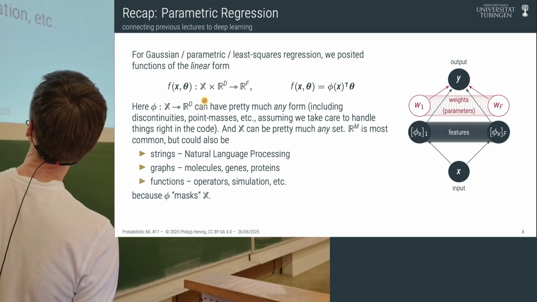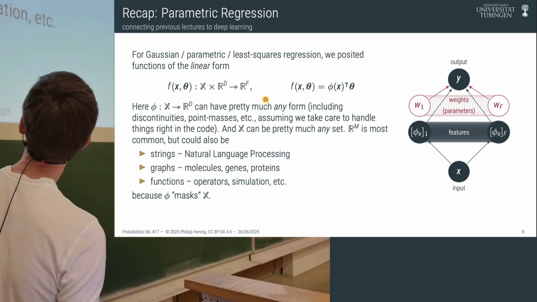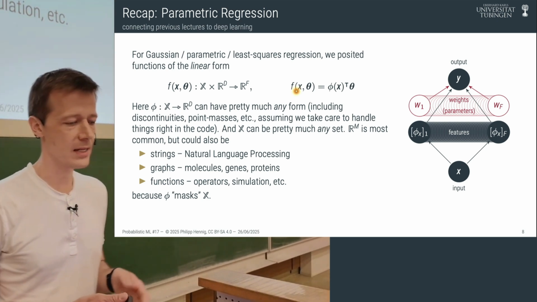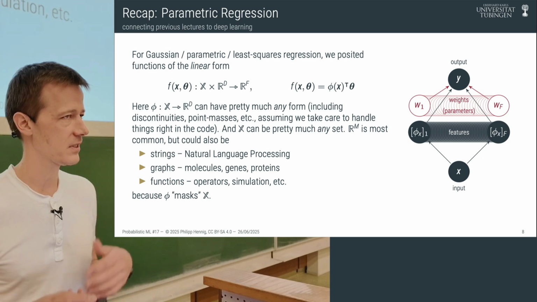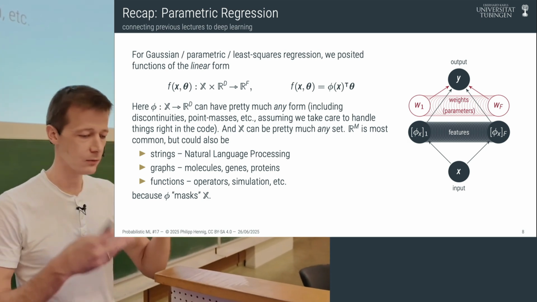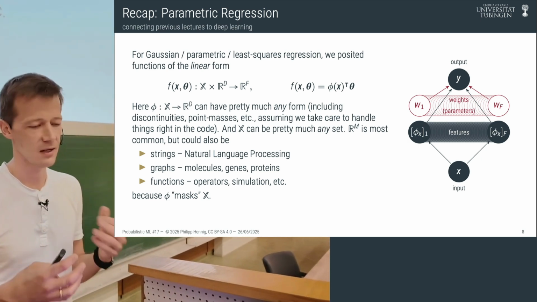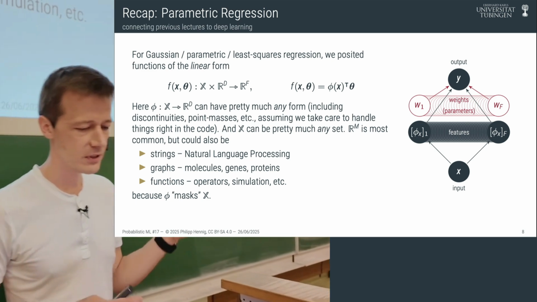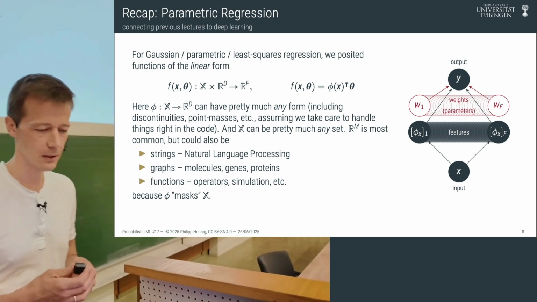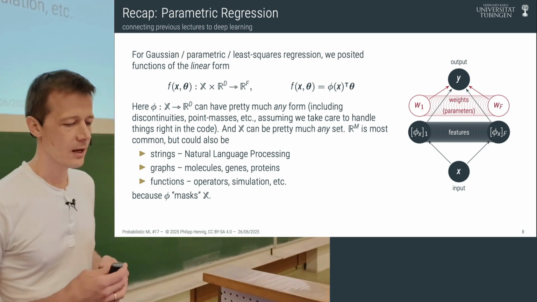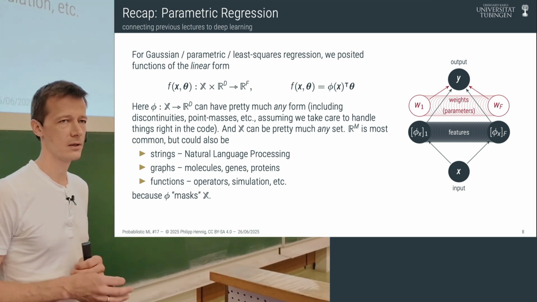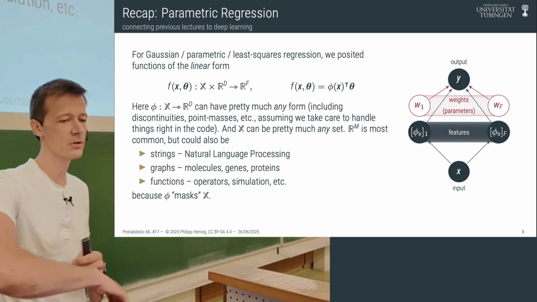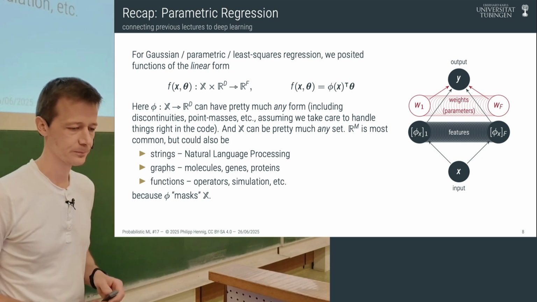For example, we realized that we can make this a function of pretty much anything in x. So x doesn't need to be real valued. It can be strings, it can be graphs, it can even be functions. There are now operator valued functions that take in functions and return real numbers or outputs that are also function valued and so on. So in x, we are very flexible. We just have to assume that we are linear in theta so far. And that's the one assumption we're going to jettison today.